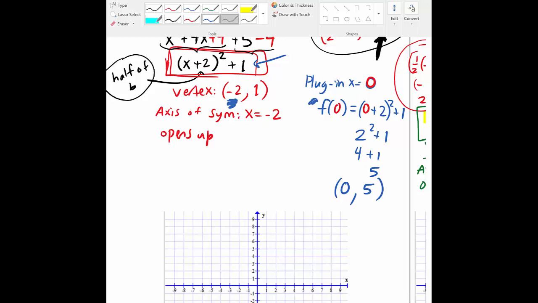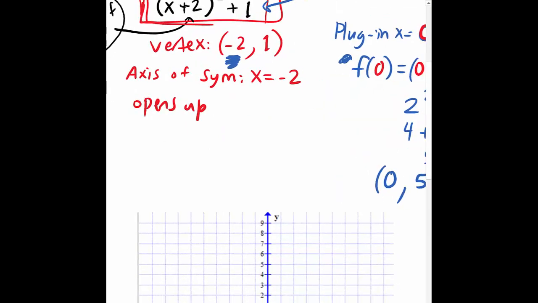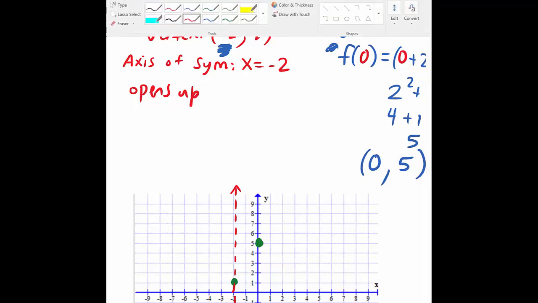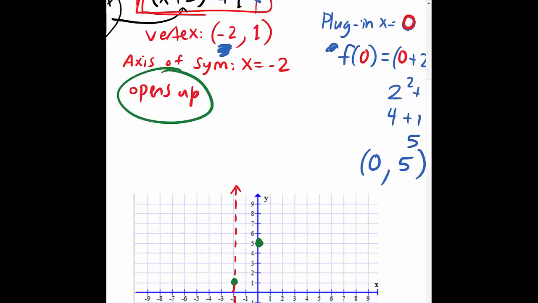Now I think I'm ready to graph this guy. So the vertex was (-2, 1). There he is. And then the point I just found was (0, 5). That's up here. Let me draw the axis of symmetry, the vertical line right through the vertex. It looks like it should open up if I connect those 2 dots, and that's exactly what we said above. Let me connect those dots and then extend it, keep going.